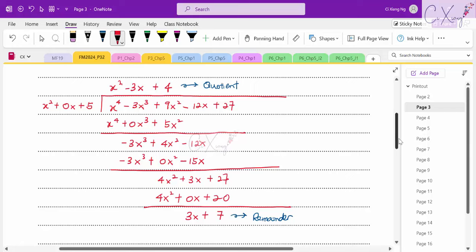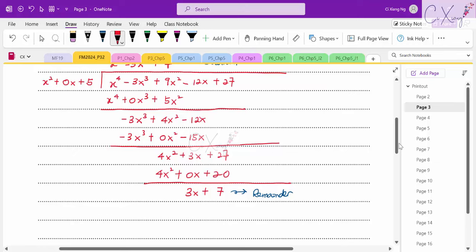Usually for my own practice, I prefer to rewrite my answer again clearly, where the quotient equals x squared minus 3x plus 4 and my remainder equals 3x plus 7. Alright, so this is how we solve the question.